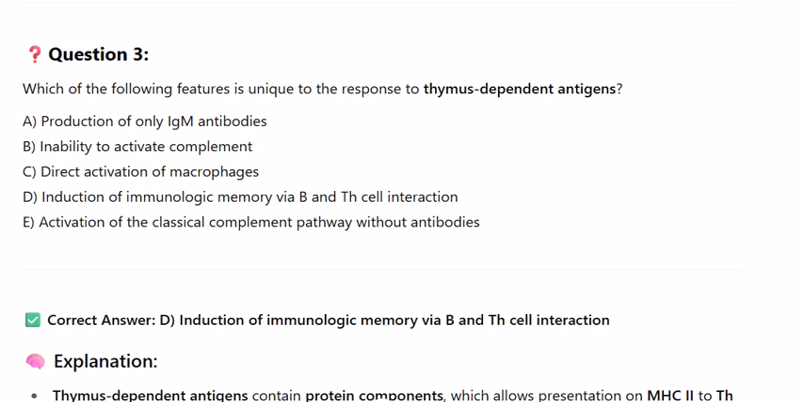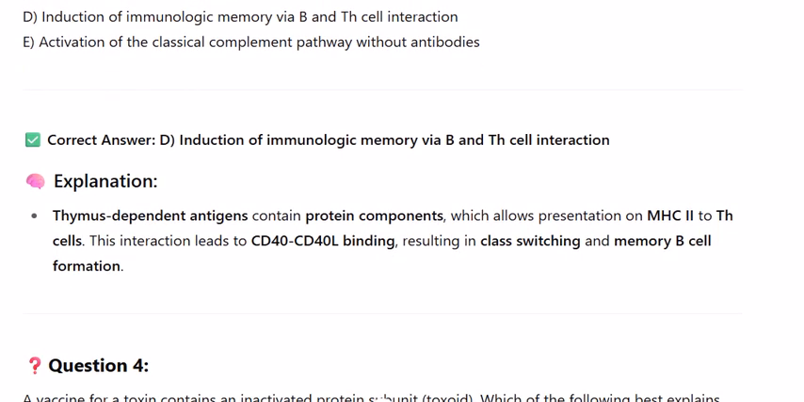Correct answer D. Induction of immunologic memory via B and T cell interaction. Explanation. Thymus-dependent antigens contain protein components, which allows presentation on MHC II to Th cells. This interaction leads to CD40-CD40L binding, resulting in class switching and memory B cell formation.